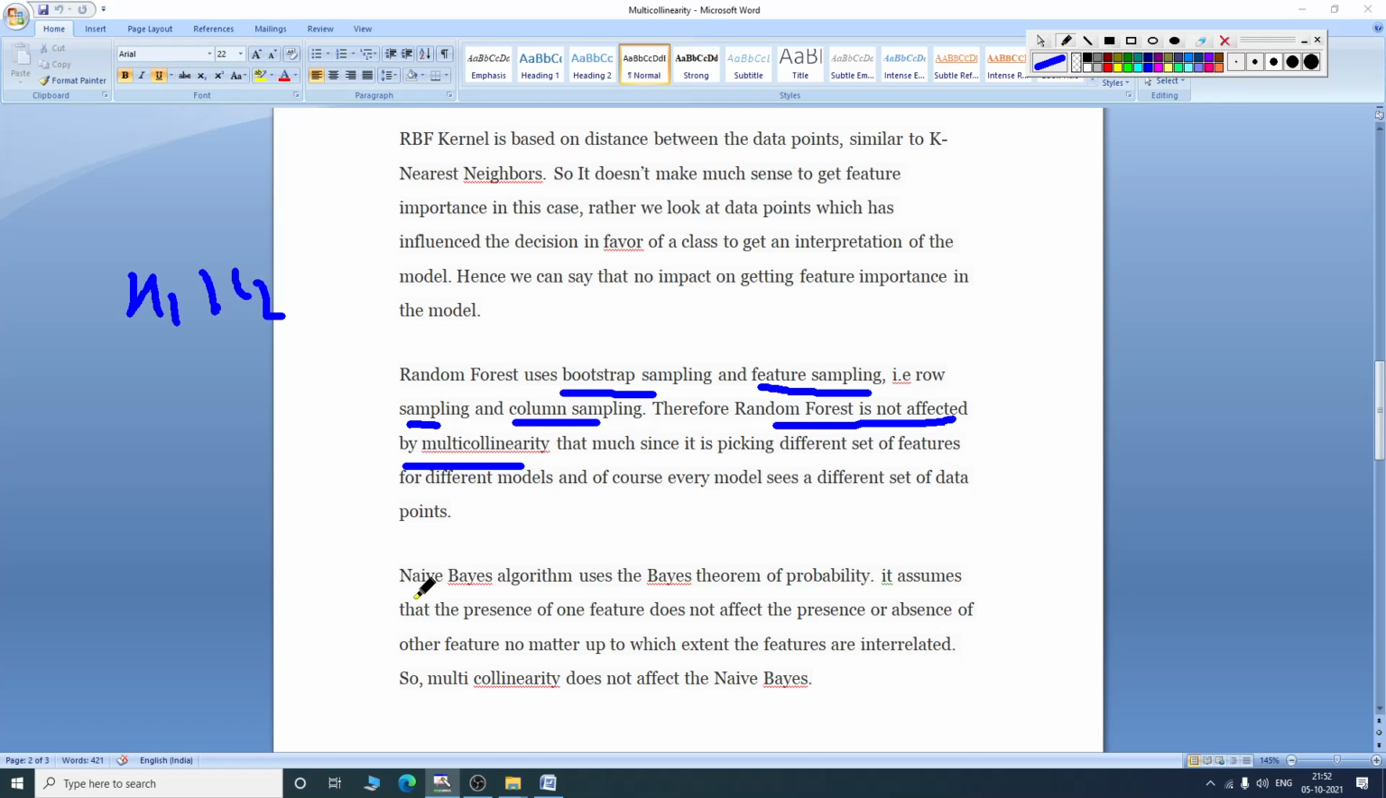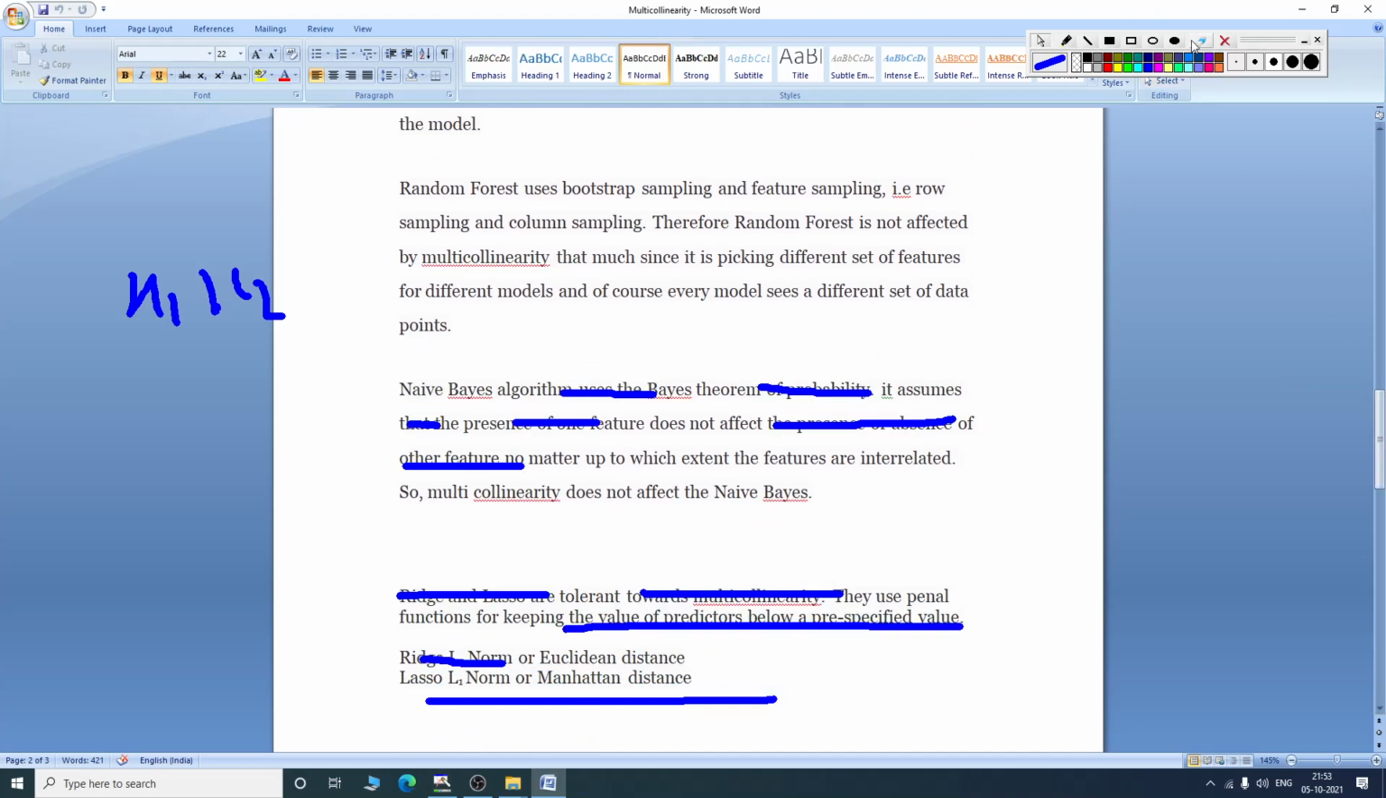Okay, so now the fourth one, naive Bayes algorithm, uses the Bayes theorem of probability. It assumes that the features are independent of each other. The presence of one feature does not affect the presence or absence of the other feature. So multicollinearity doesn't affect the naive Bayes algorithm.